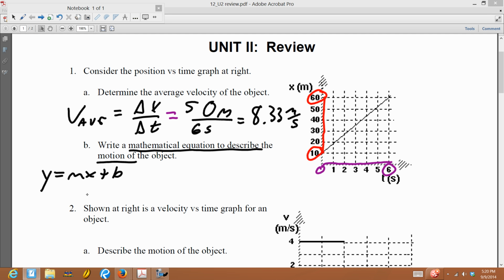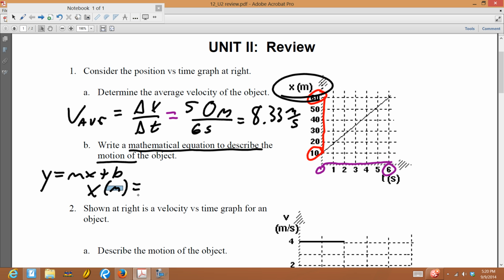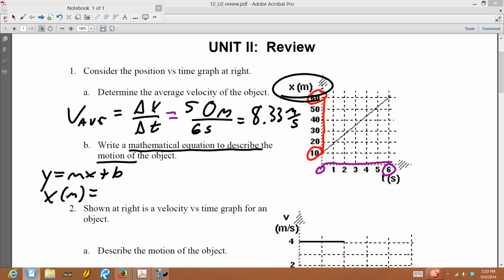So I will write down x in meters is equal to, notice that is on the y-axis, so I put it where the y stuff goes in the equation, to the left of the equal sign. And I'll even move it over a little bit. Oh, there we go. I'll move it over so it'll slide up and line up into the y there.